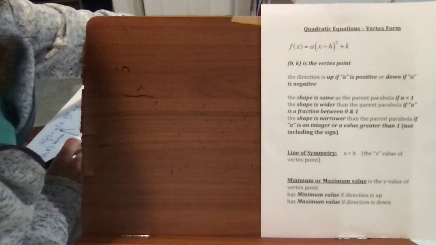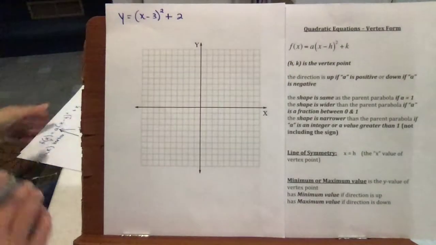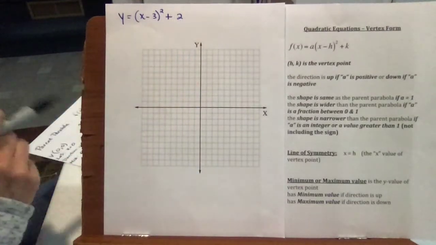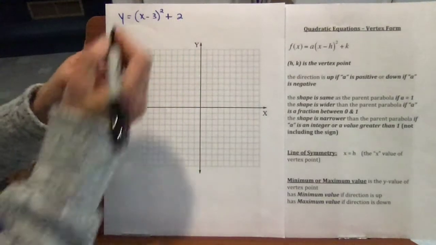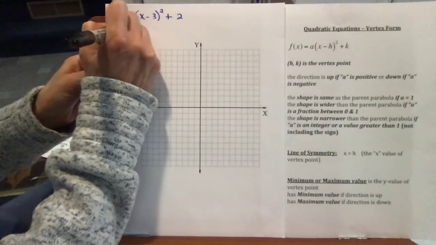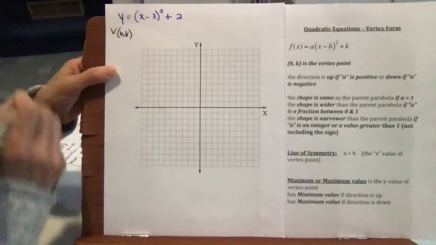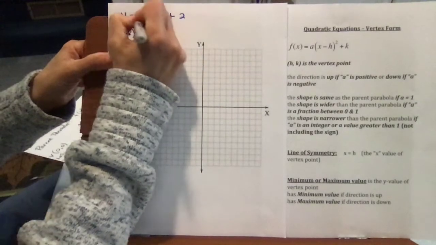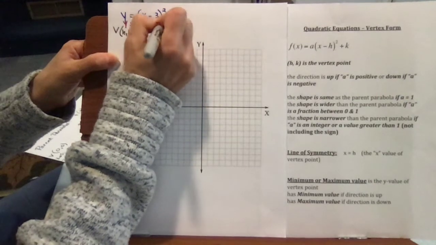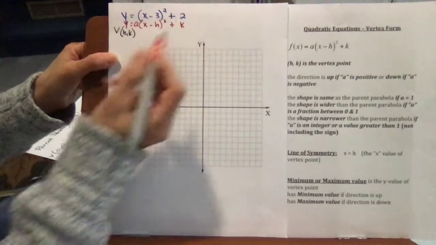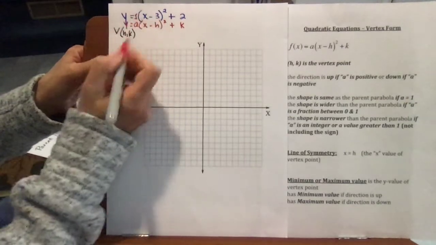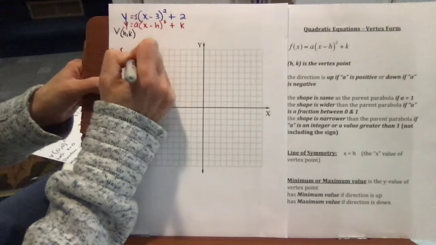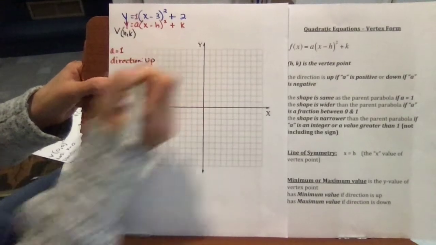All right. So our first problem is f of x, or y, equals the quantity of x minus 3 squared plus 2. You are not going to multiply this out. It's not necessary. So our vertex we know is h, k. All right, so let's set up a template here, where we have y equals a times x minus h squared plus k. Well, as you can see, the a value is 1. So the a is 1, which means our direction is up because it's positive.